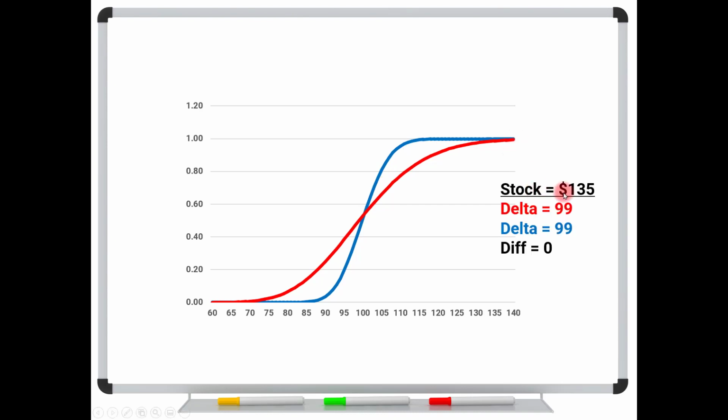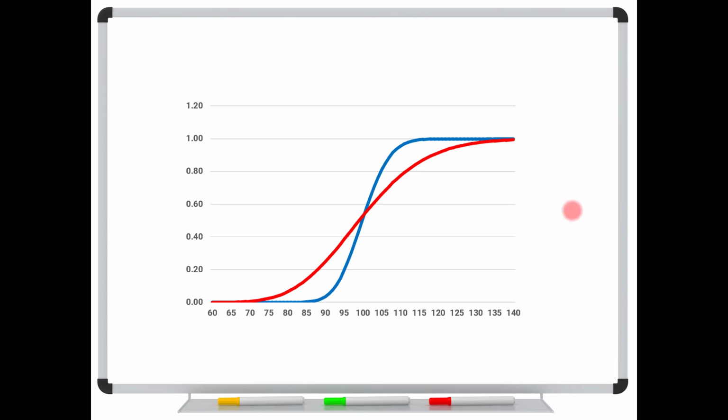So you can see if we get way out here to maybe 135, now they both have a delta of about 99. They won't technically be identical. You'd have to go out 4 or 5 decimals to see the differences. But for all practical purposes, they are identical. But look at how far the stock had to rise to make them both equal.